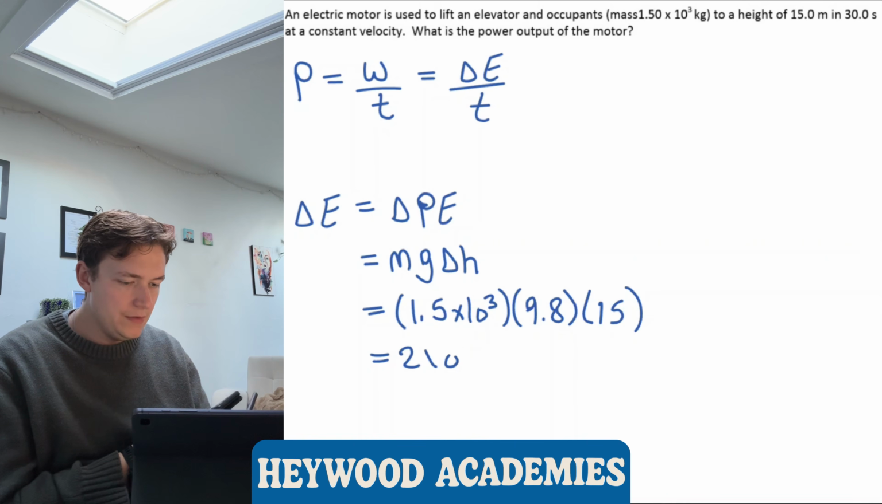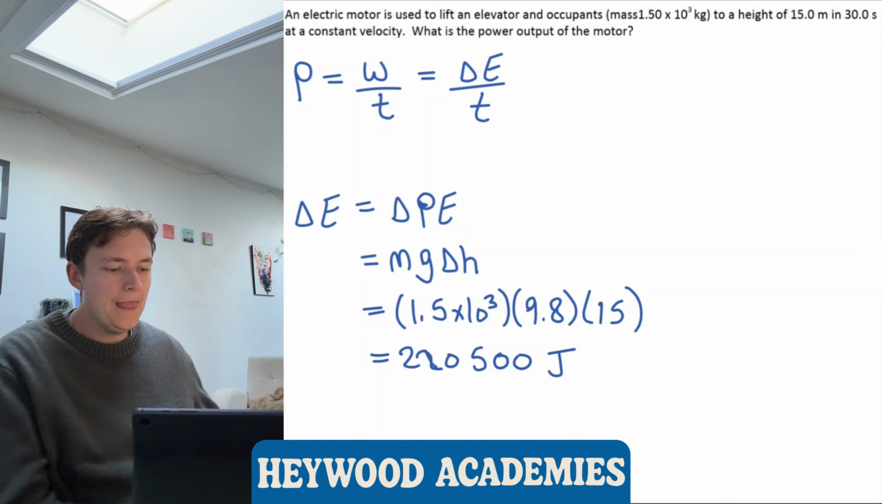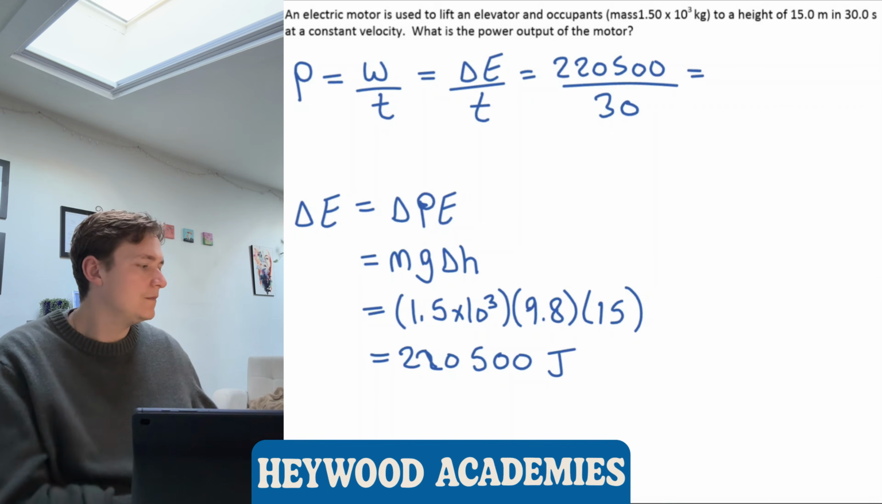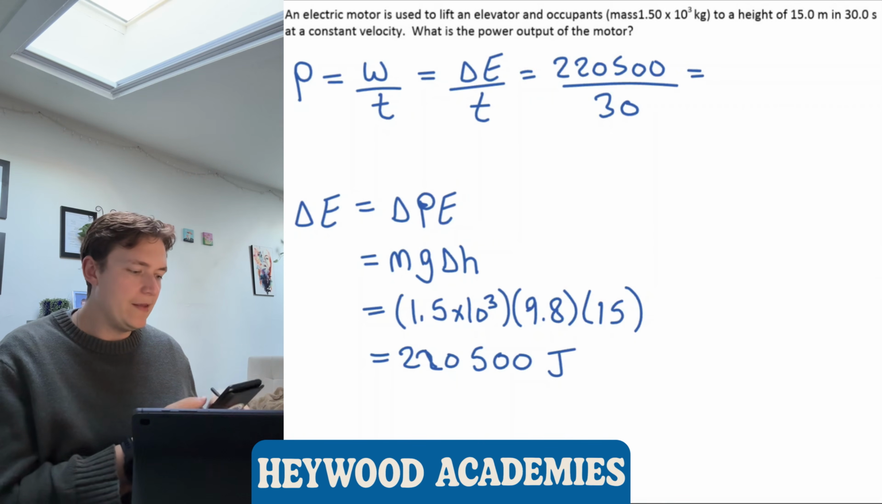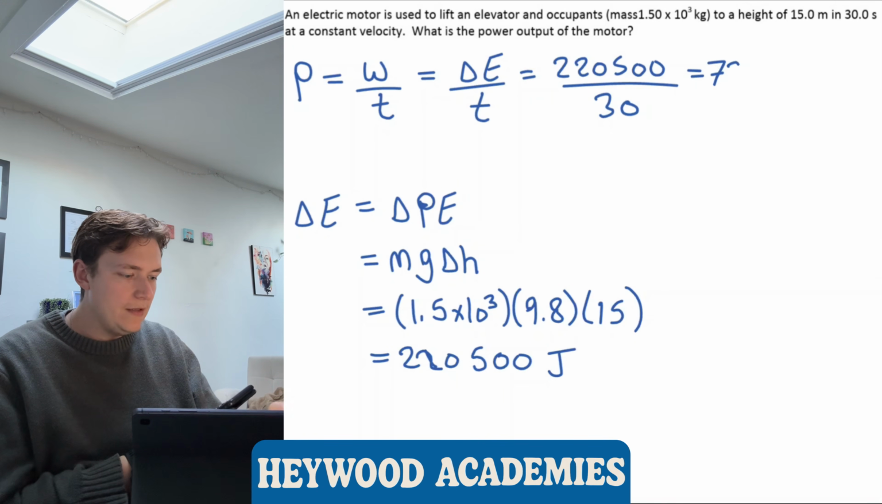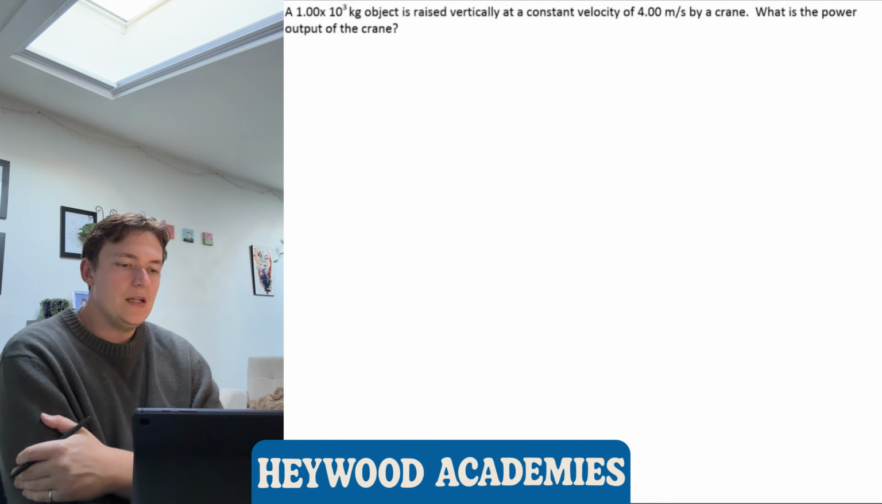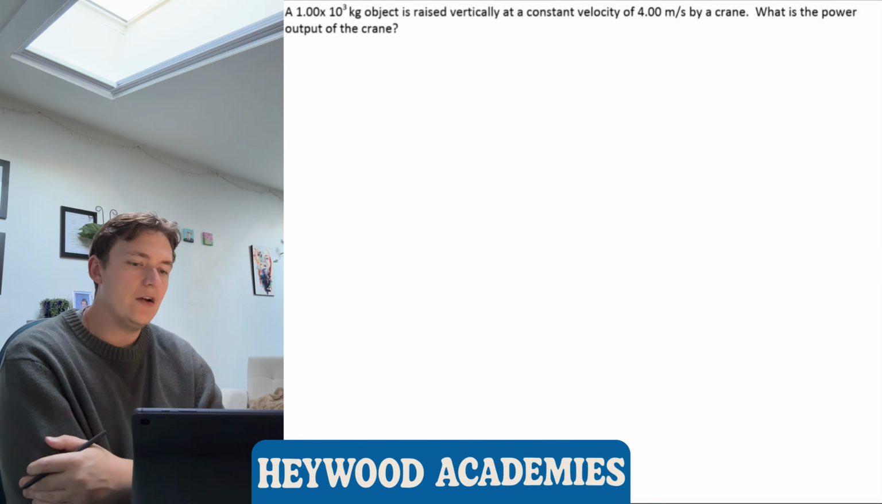That's 220,500 joules. Now we can take that number and put that up in this equation. So we get that amount of joules, and that was in 30 seconds. So we take our answer and divide that by 30, and we get 7,350 watts.